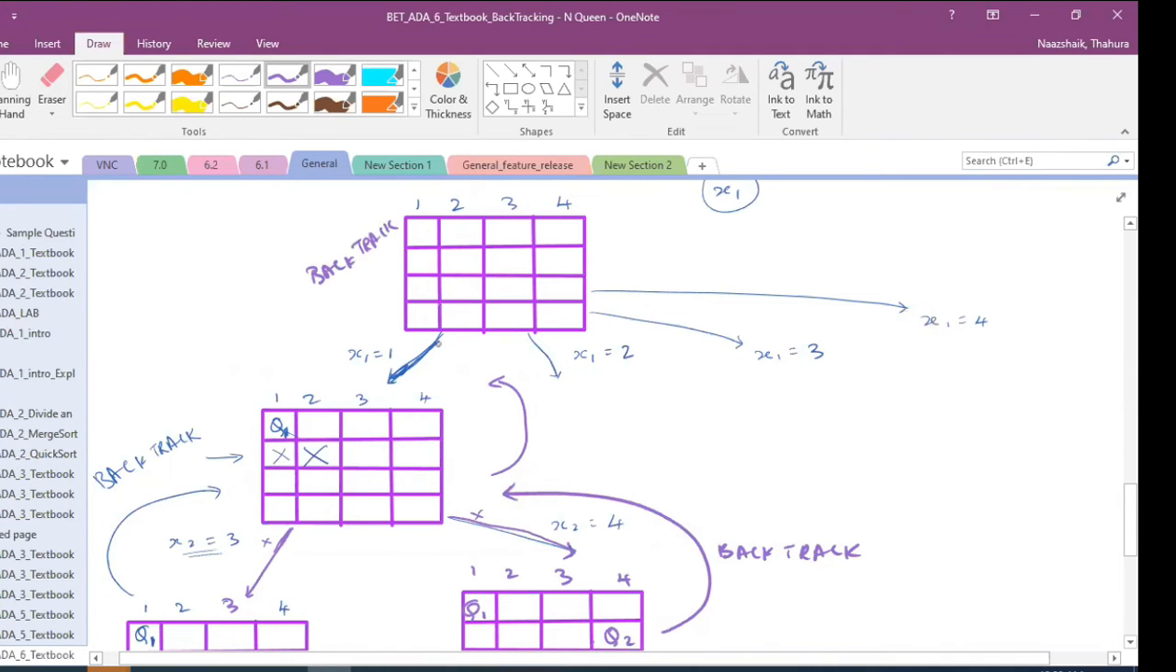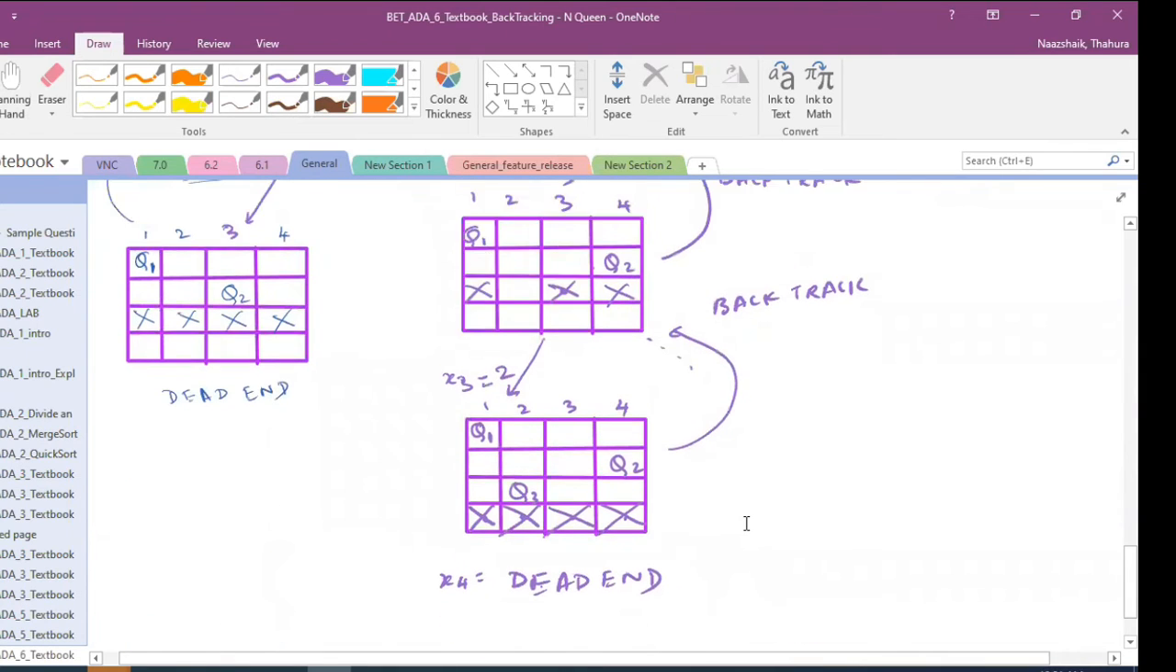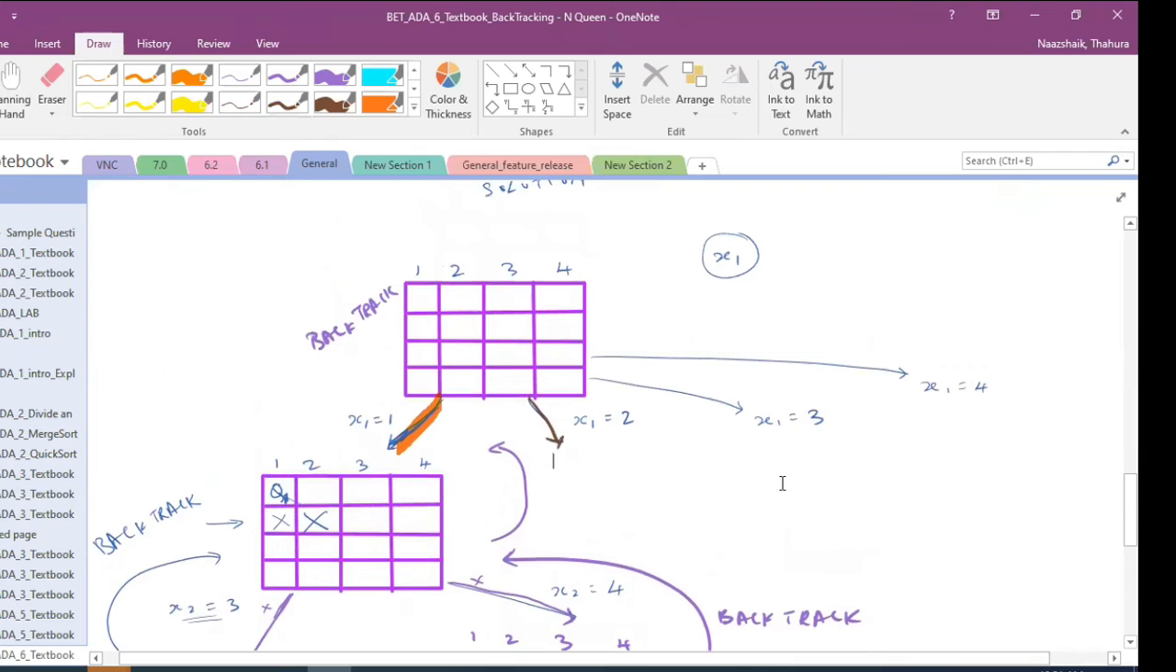So with this, what we realized is that this full set we explored, x1 as 1, placing the queen at the first position, is wrong. It will never lead to a solution. So what does backtrack say? Go ahead and explore other child options. Till here, did you understand why this x1 never led to a solution? None of these led to a solution. You understood till here? Yes, ma'am.